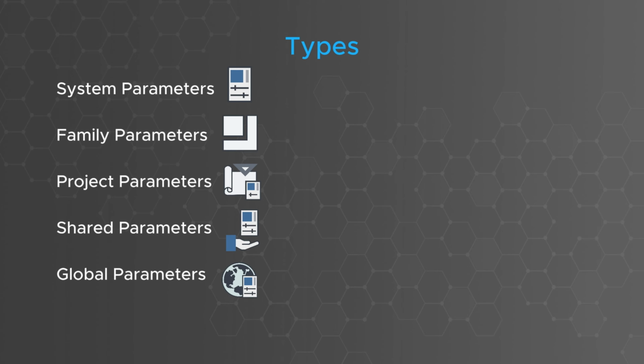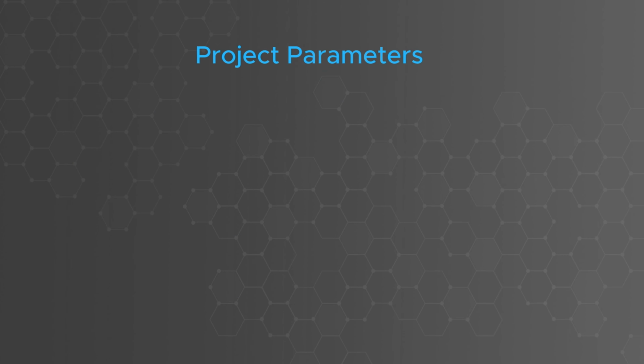Now, discussing the third type, project parameter. Like the family parameter is the project parameter. When you start a new project, there are some built-in parameters. And according to Autodesk, project parameters are containers for information the user defines.